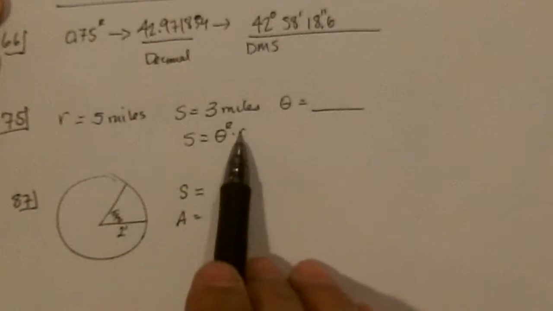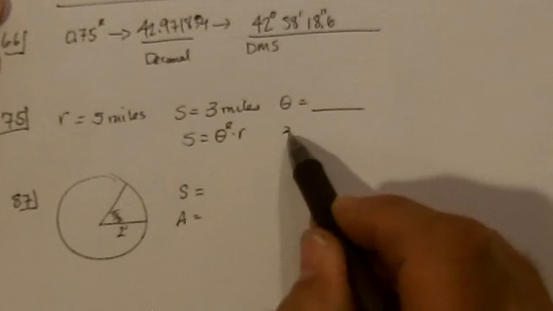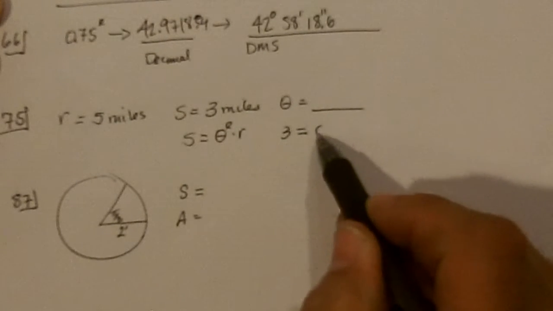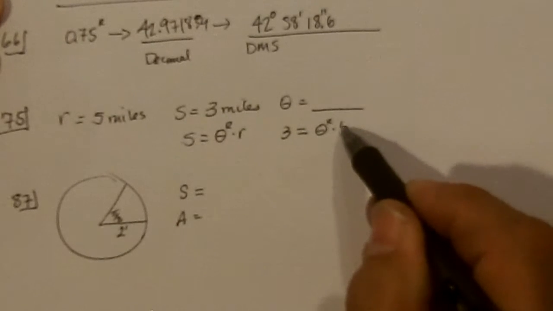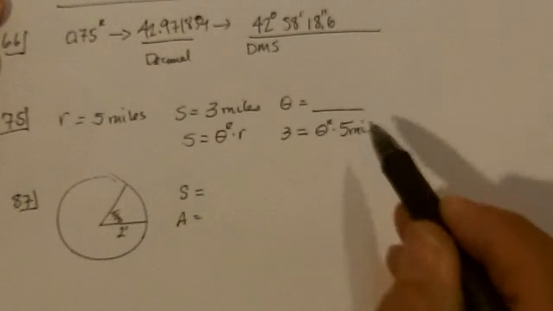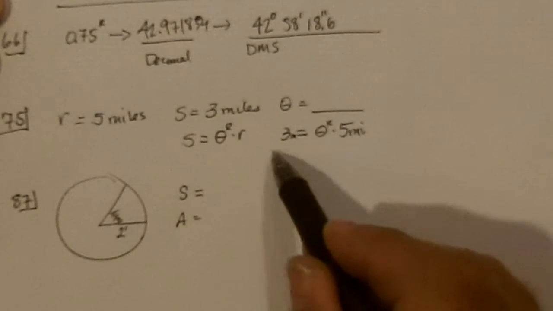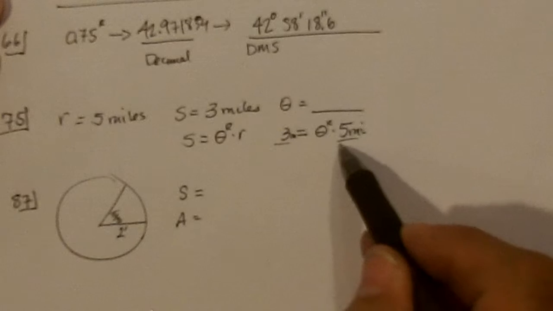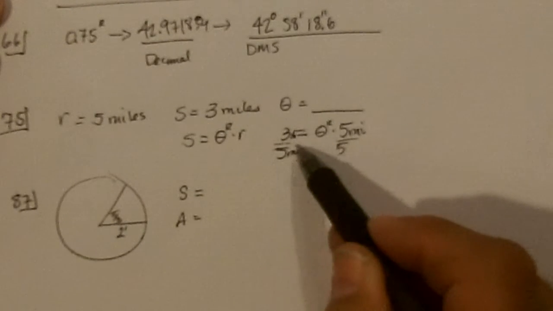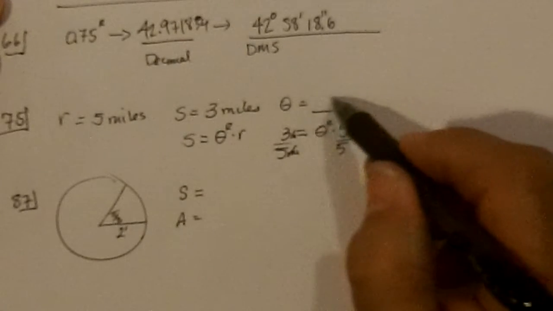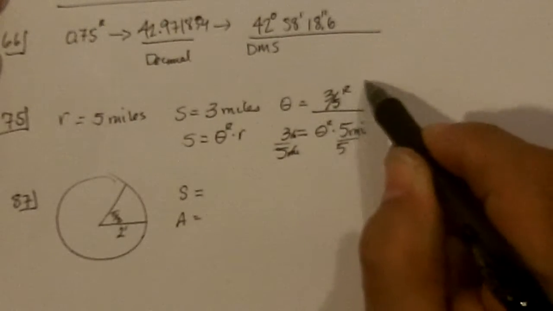So we have the radius and we have the arc length, so we have 3 equals the measure of the angle in radians times a radius of 5 miles. So if I divide both sides by 5 miles, the miles cancel, and I get an angle in radians of 3/5 radians.